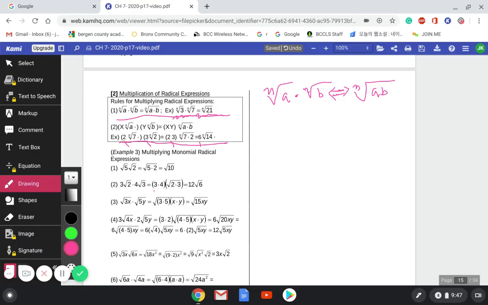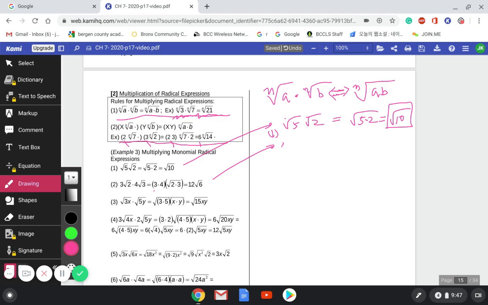So, for example, if you have square root of 5 with the square root of 2, when there is no index, it's always 2. So you have the same index. So 5 and 2 inside, you can combine them, and you have a square root of 10.